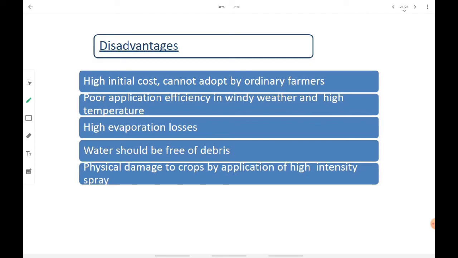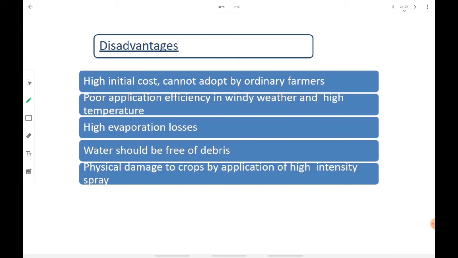Poor application efficiency in windy weather. When prevailing winds are there, when high strength of wind is there, the wind is going to cause loss in the efficiency of sprinkled water, because the wind will be carrying away all the water which is being sprinkled over the farmland.